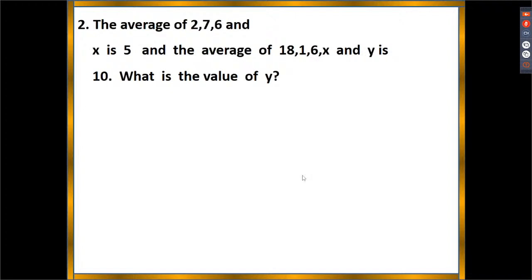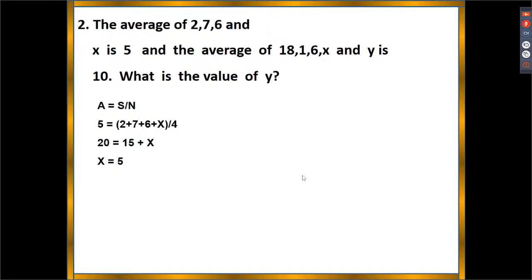So they are not giving the numbers with a common difference. You have to go for the regular method. Here 5 is the average. So A is equal to S by N. 5 is equal to the sum of the numbers by the number of numbers. So 2 plus 7 is 9, plus 6 is 15, plus x is equal to 5 into 4, 20. From that, x is equal to 5.